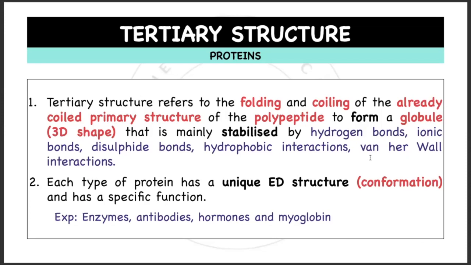Each type of protein has a unique 3D structure, or in other words, conformation. Conformation of a protein refers to the 3D structure, and it has a specific function. For example, enzymes, antibodies, hormones, and myoglobin. Myoglobin is the oxygen storage red pigment found in muscles. It's similar to red blood cells, but it is only found in muscles. You'll learn more about this in semester 2.